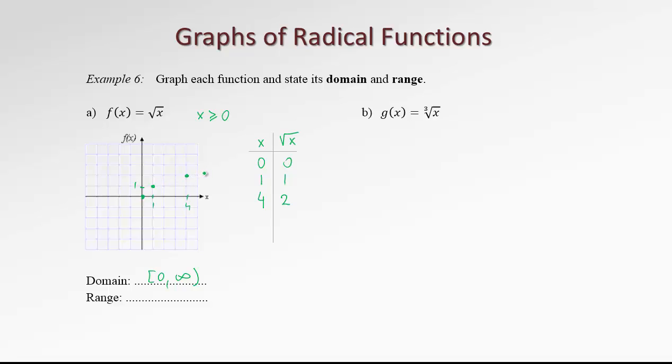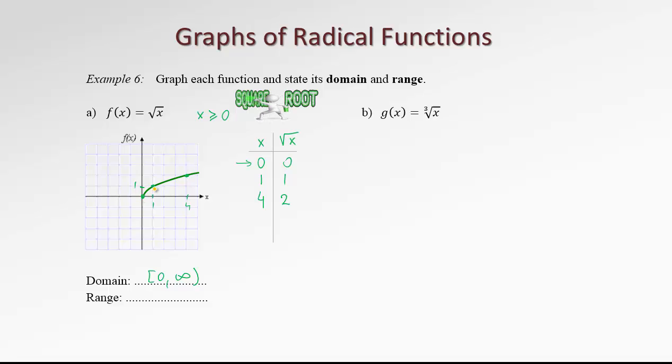When you connect the points, make sure that you keep in mind the vertex, the starting point. That's the first point of the domain. Our graph can't pass this point to the other side, right? Okay, let's join. Here's the shape of our root function. Good idea to remember this shape: (0, 0), (1, 1), and (4, 2).